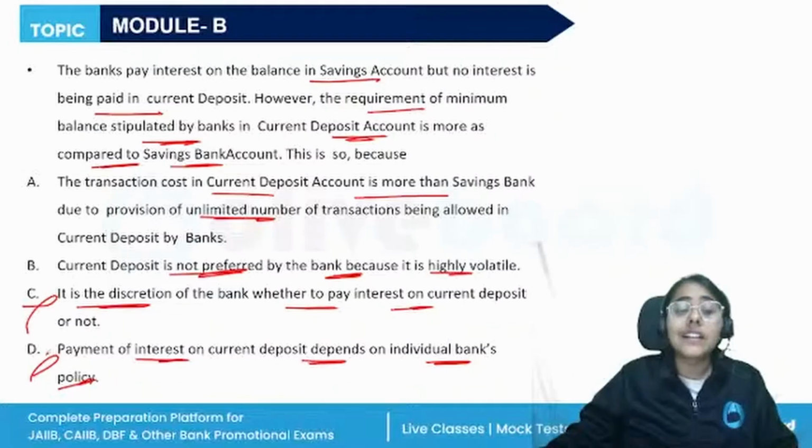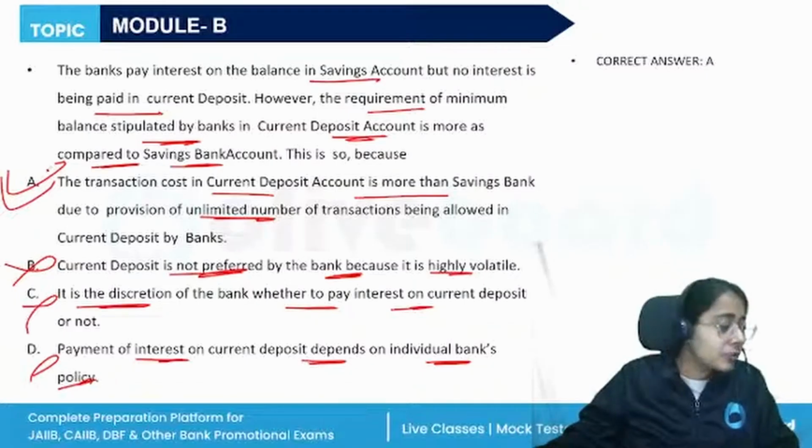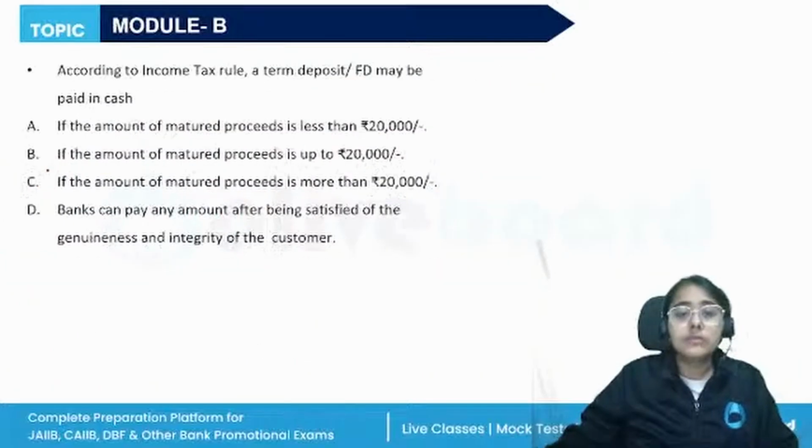And is the current account more volatile? So no. Actually, why is a higher minimum deposit stipulated in the current deposit account? Because there are unlimited number of transactions. There's no limit for the withdrawal or deposits in the current account. Moreover, the current account is used by the business customers, so they'll make all the payments and transactions using their account. So the minimal deposit is also more.